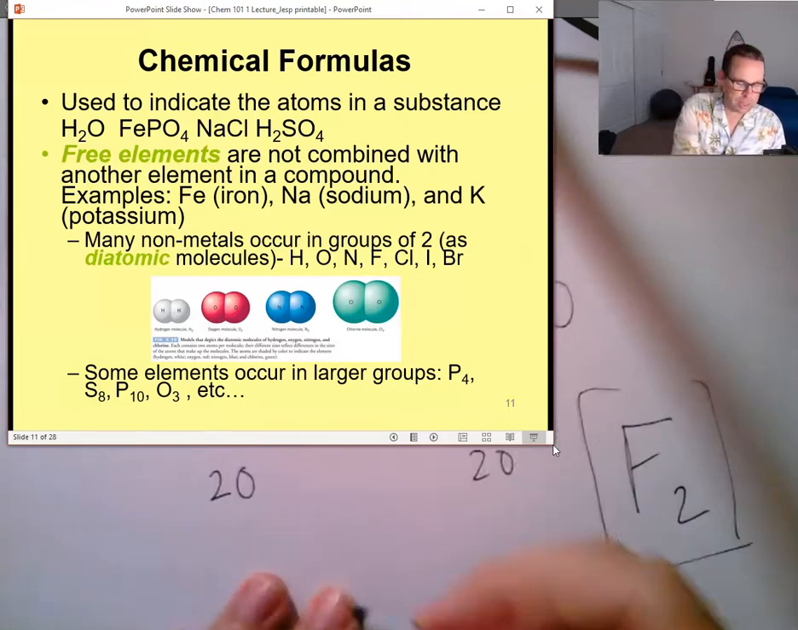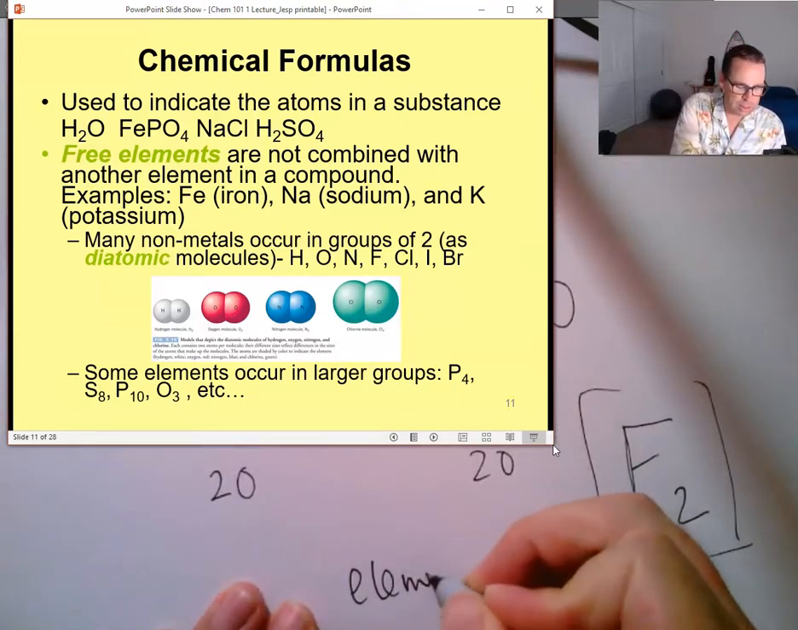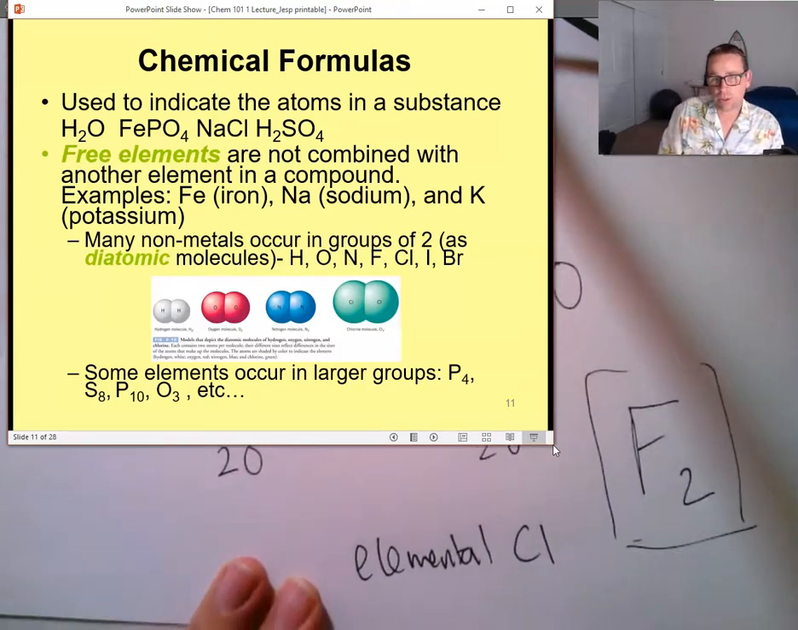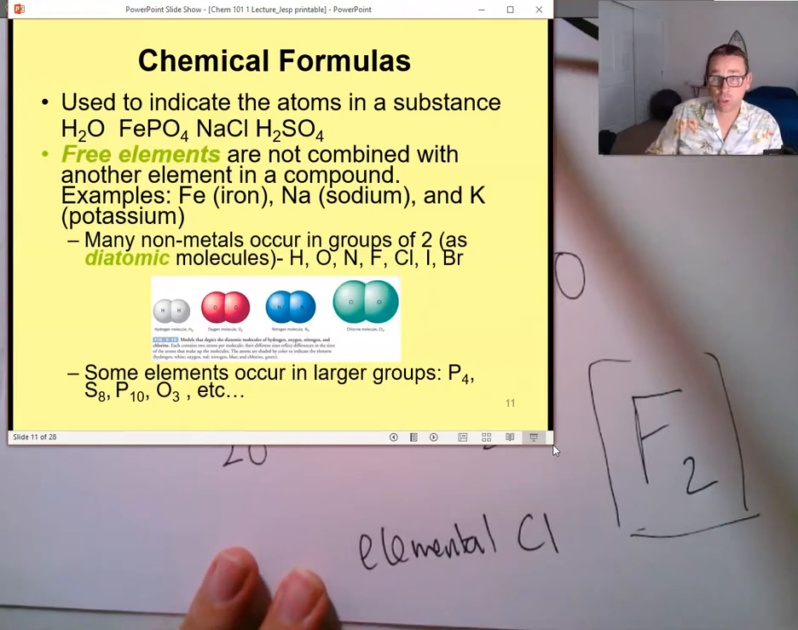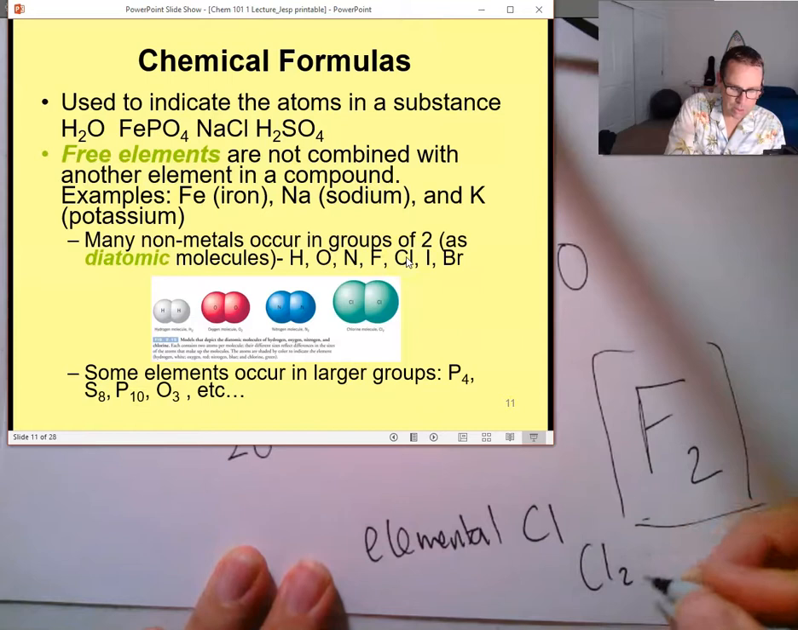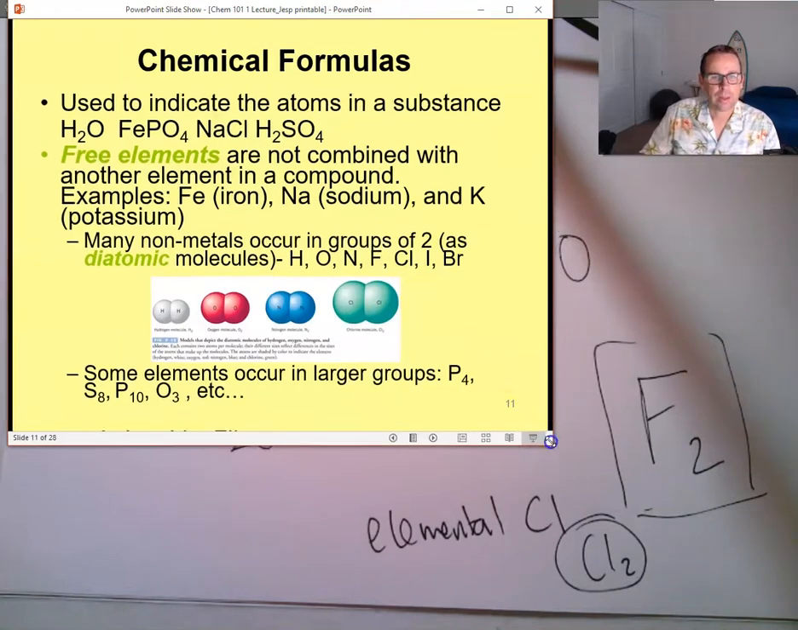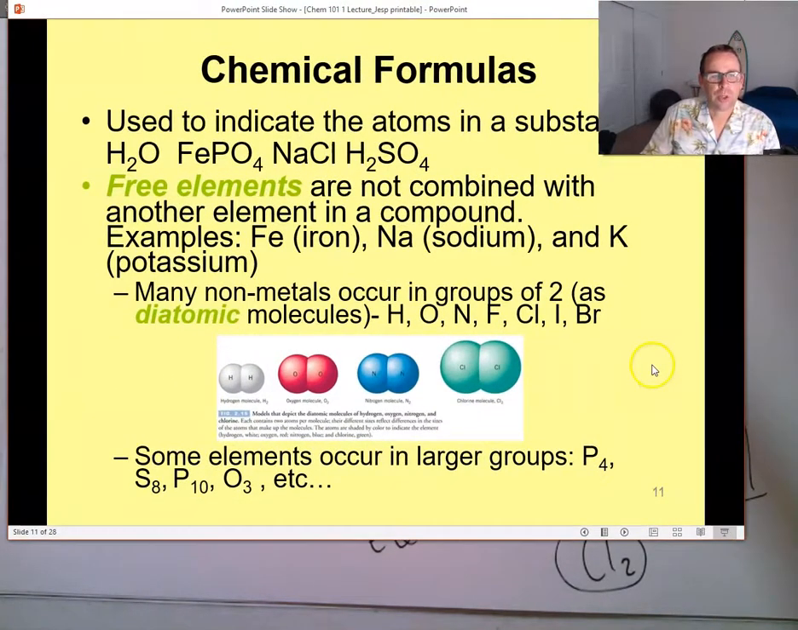Or they'll say something like elemental chlorine. If they're talking about chlorine as an element, then we need to remember that it goes around as Cl2. Oh, I see. Okay, good.